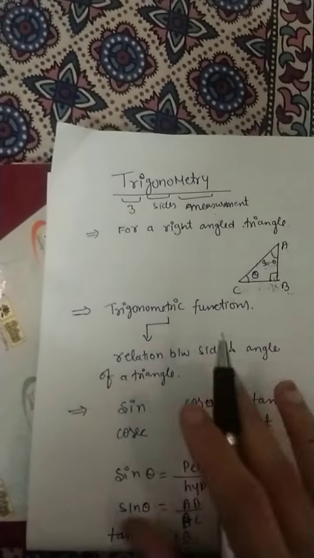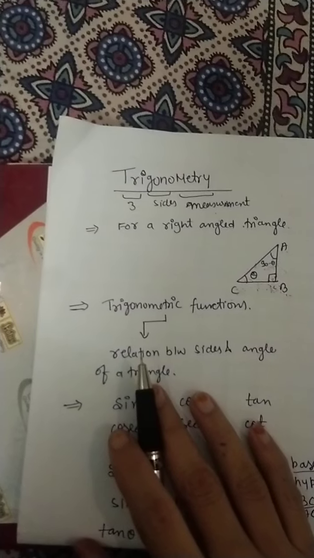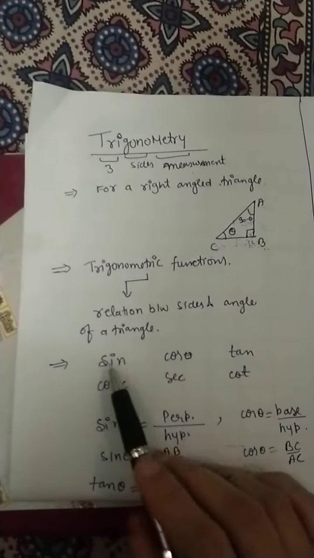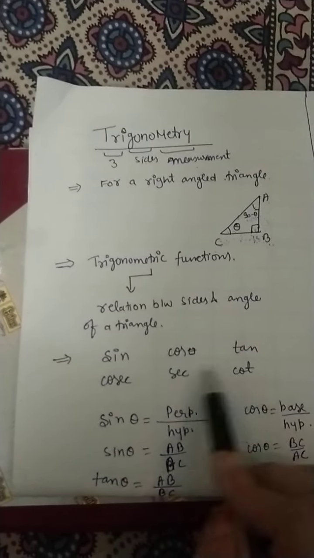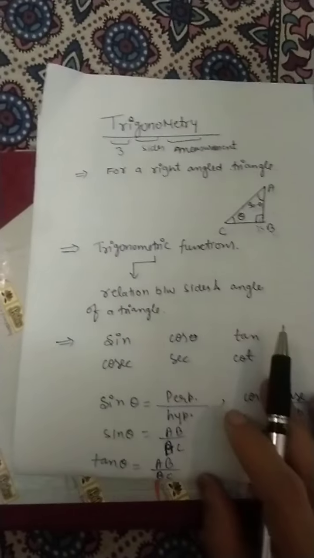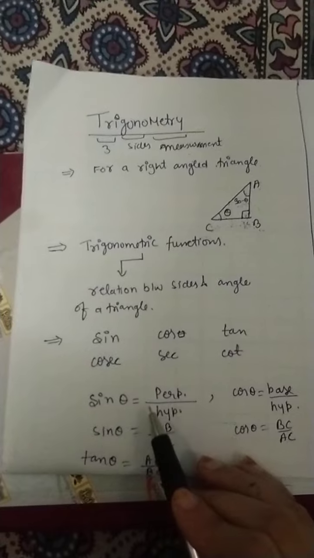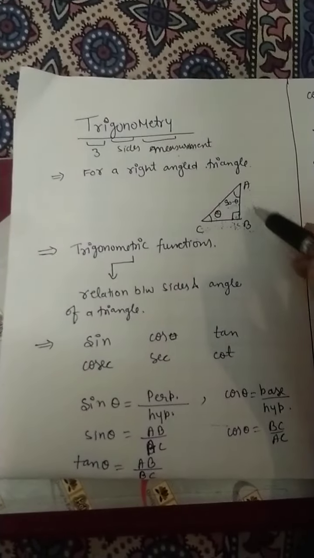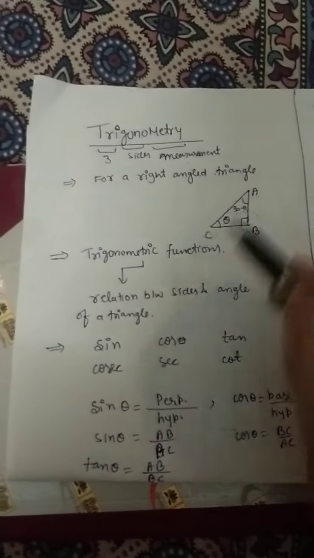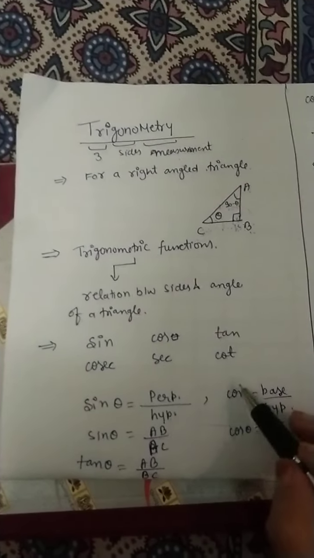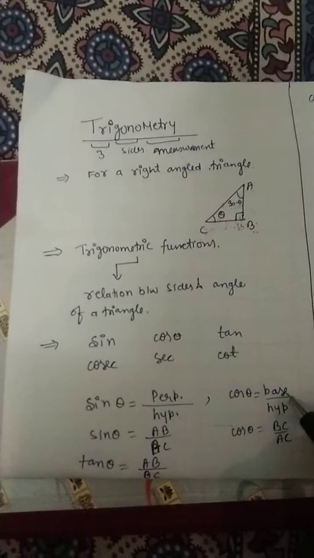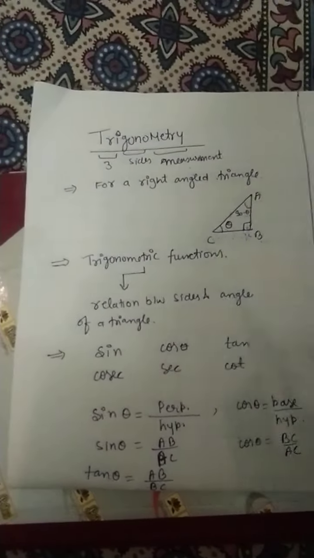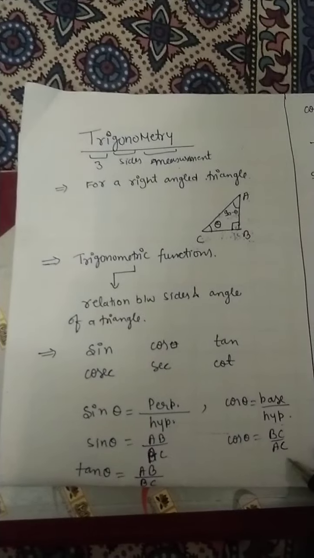Trigonometric functions are the relationship between sides and angles of a triangle. There are 6 functions defined, which are known as sine, cos, tan, cosec, sec and cot. Sine of any angle theta can be given as perpendicular upon hypotenuse. So perpendicular in this case is AB and hypotenuse is AC. So sin theta is AB upon AC. Similarly, cos is defined as base upon hypotenuse. So base is BC and hypotenuse is AC. So cos theta is BC upon AC.